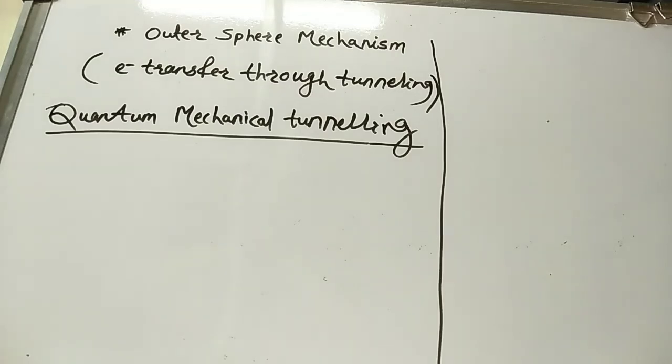Hello dear student, last time we studied the electron transfer reaction, the basics of it. In that we studied what the nucleophilic substitution reaction is, what the redox reaction is, why the nucleophilic reaction occurs slowly, why the redox reaction occurs fast, then what an oxidizing agent is, what a reducing agent is, and from where the electron is transferred.